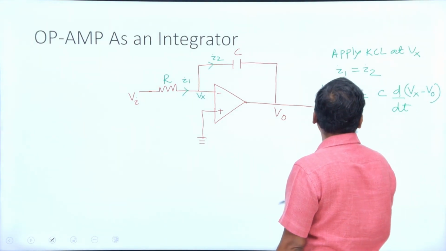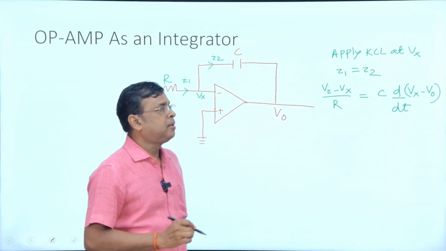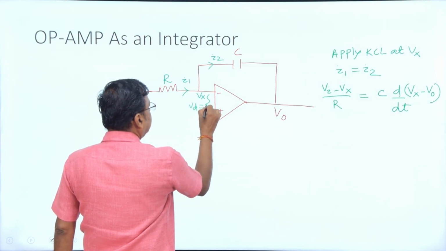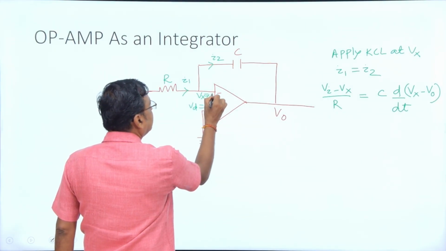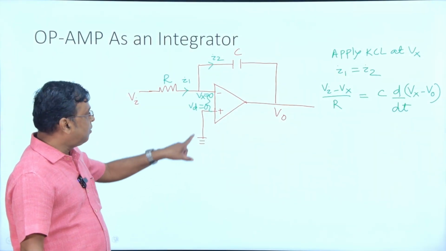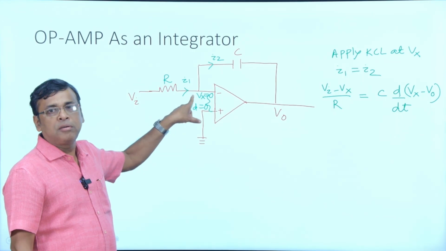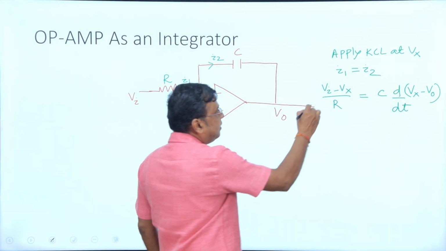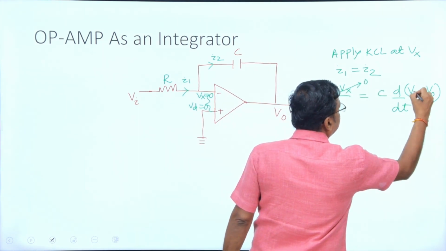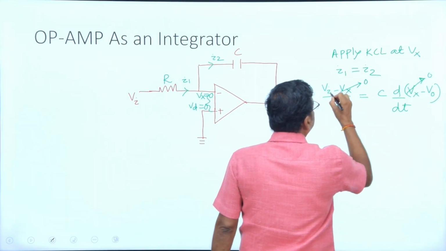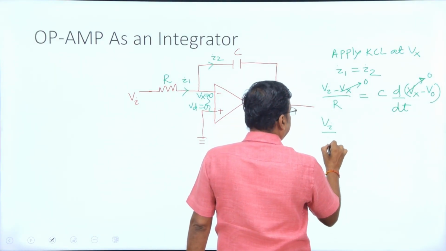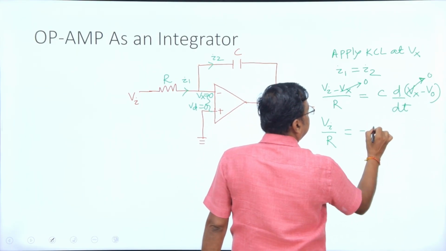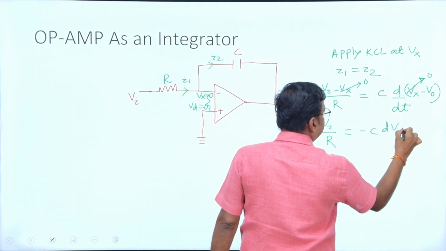Then another thing: due to the virtual ground concept, the difference voltage Vd must be 0. If Vd equals 0, this potential must be equal to the other input potential. So Vx will be 0. Then that gives Vi by R equals minus C dV0 by dt.